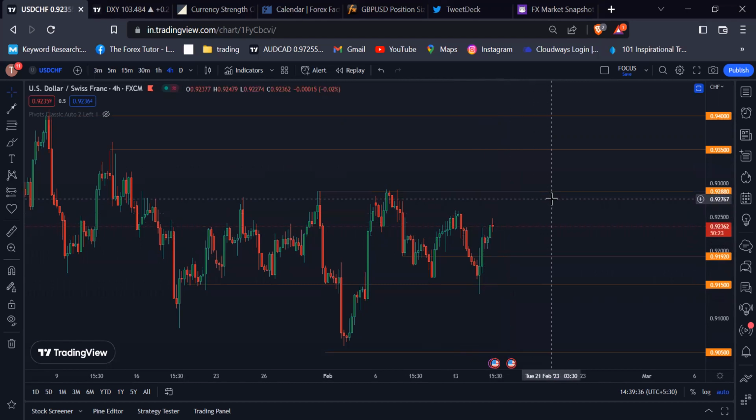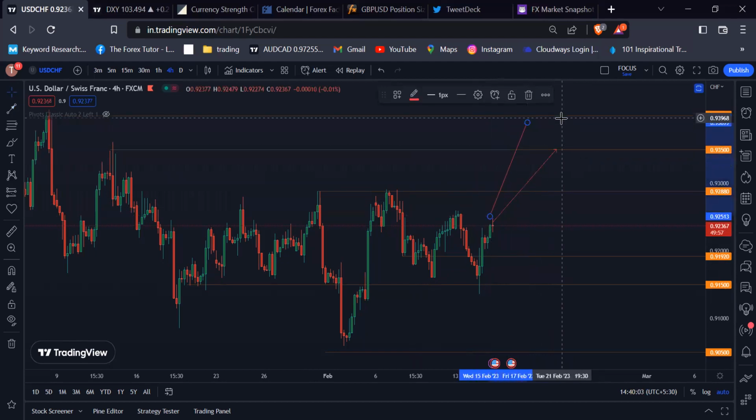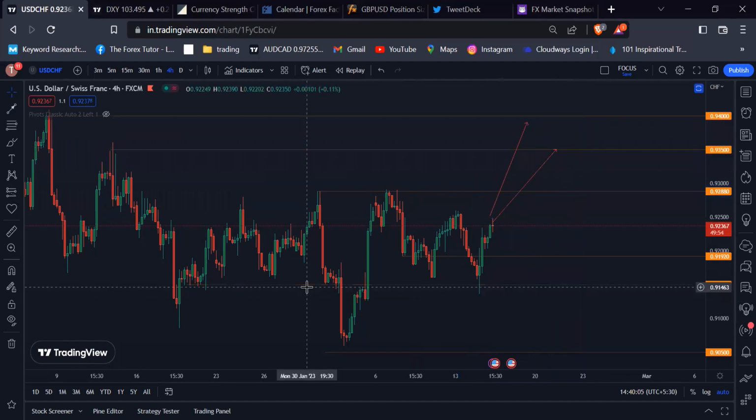After retesting this level, USD/CHF bounced back towards the 0.9280 psychological number. If the US dollar strength continues, then it breaks above this level and your first target should be the 0.93500 psychological number and second target should be the 0.9400 psychological number. You have to look at the dollar index for the US dollar strength.